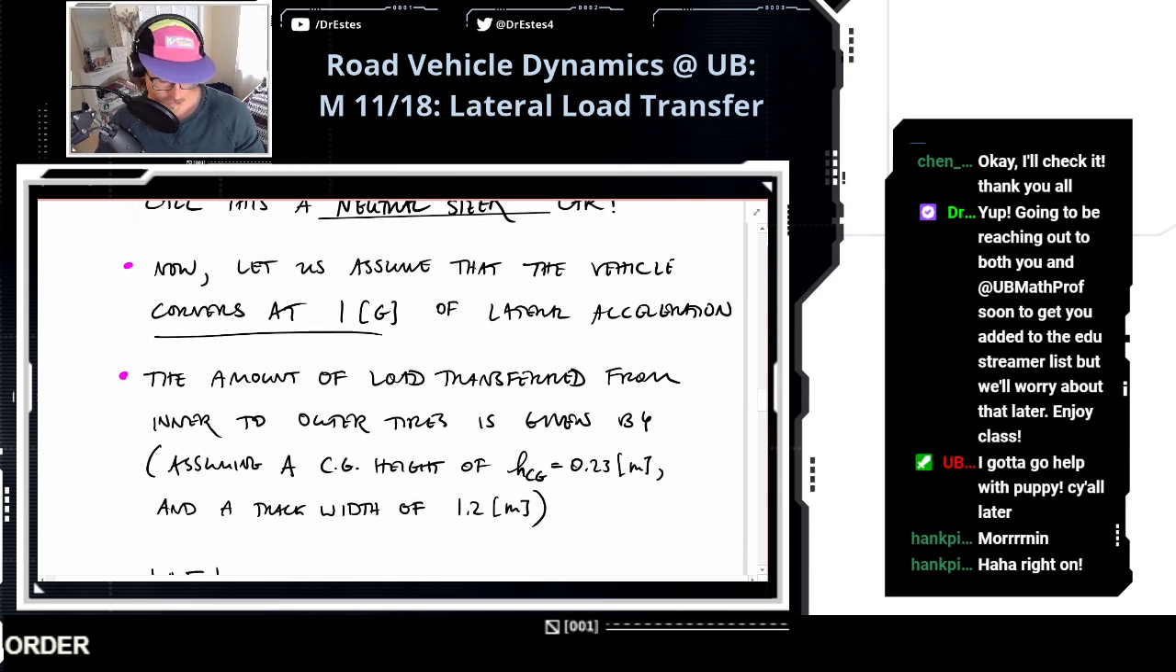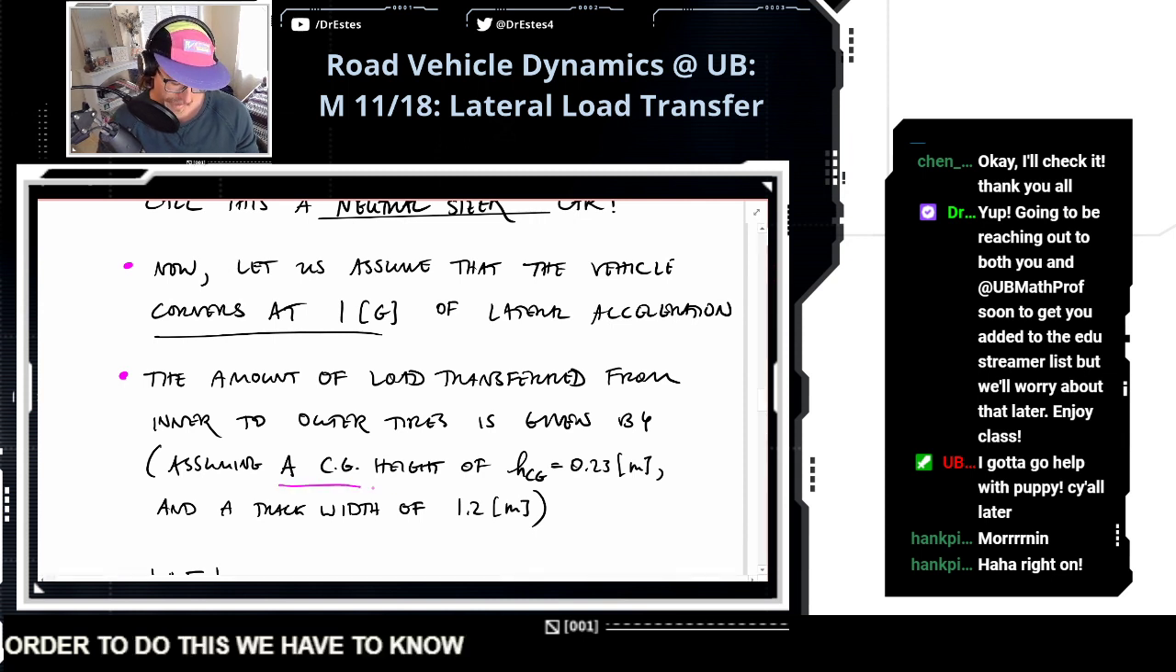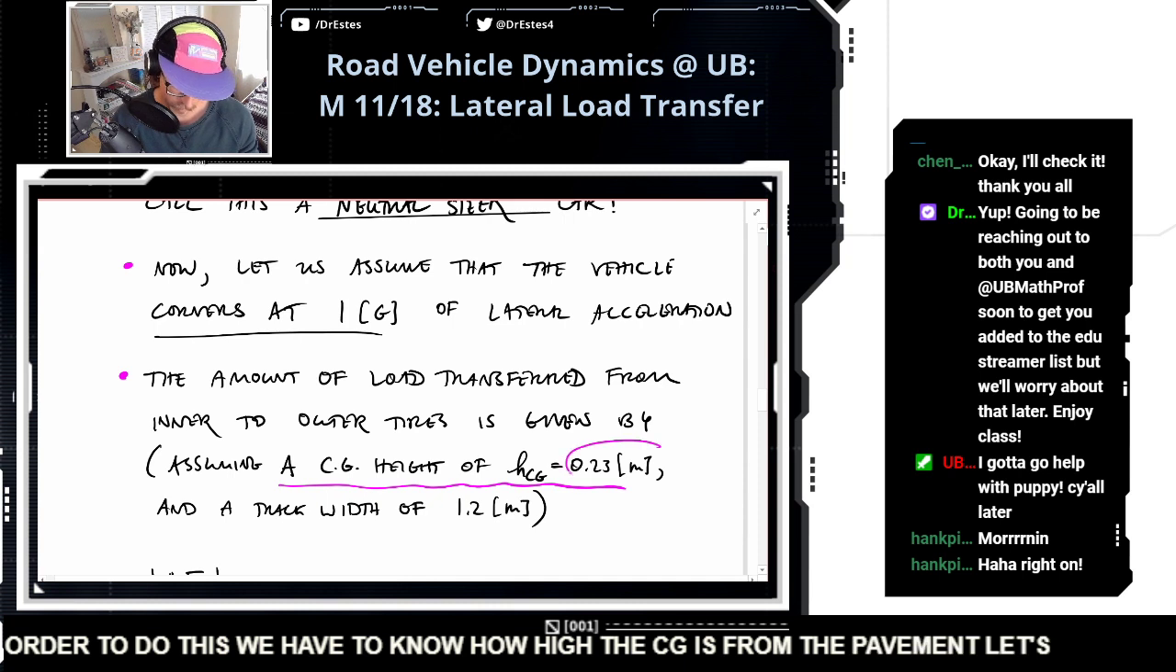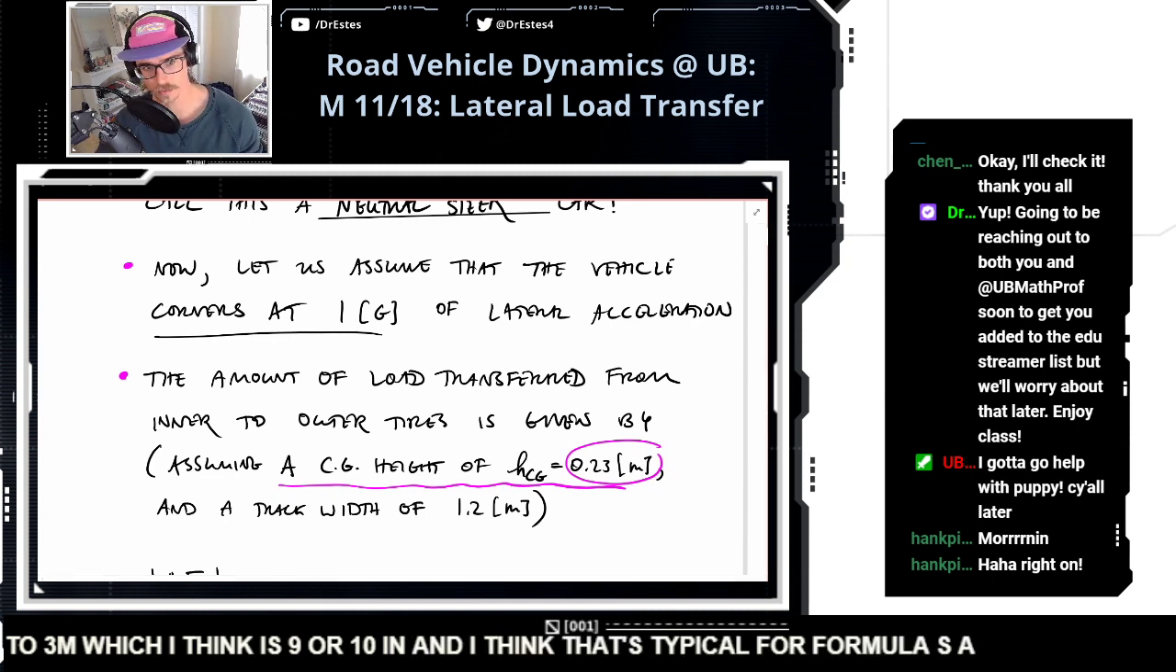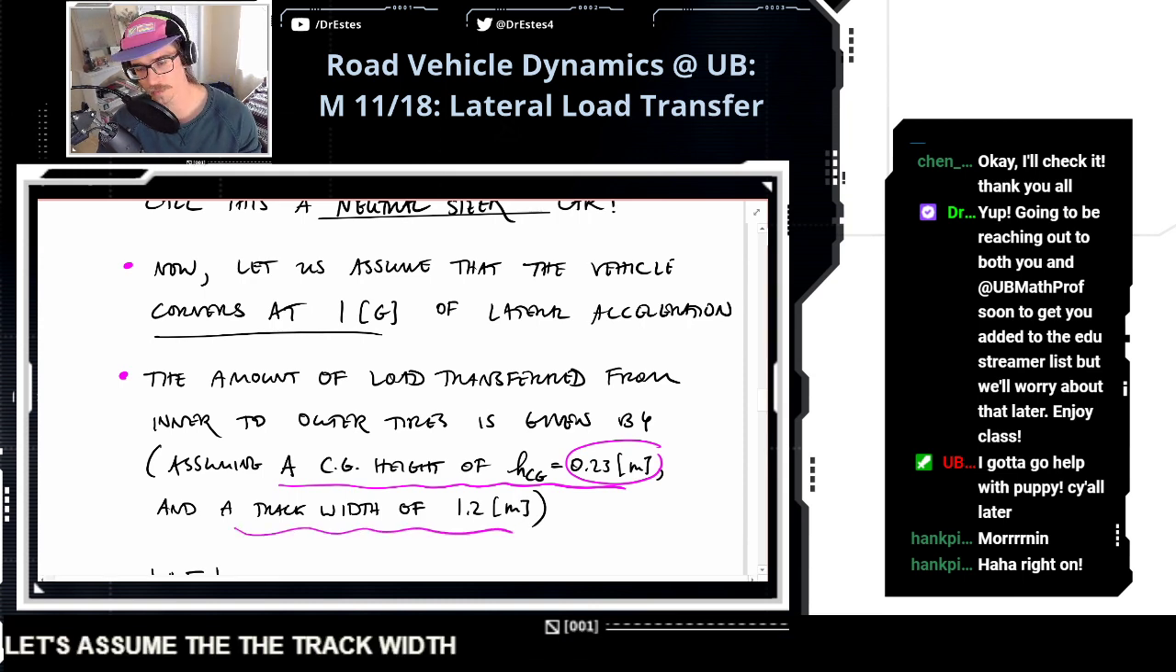In order to do this, we have to know how high the CG is from the pavement. Let's say it's 0.23 meters, which I think is 9 or 10 inches. And I think that's typical for Formula SAE vehicles. And let's assume the track width at the front and the rear is 1.2 meters. So that's the distance between the center line of the front tires.